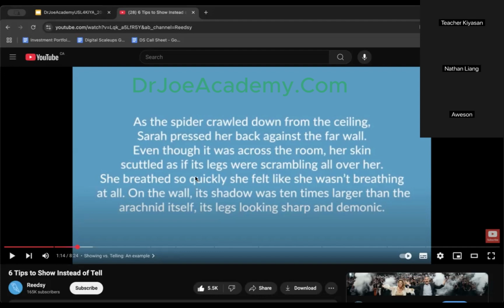Over here, when we see the description of she breathed so quickly, she felt like she wasn't breathing at all, or even just her skin scuttled as if her legs were scrambling all over her, we're able to get the idea that she is indeed scared of spiders. And then the last part, what we're able to see is imagery being created with the description of the arachnid. Its legs looking sharp and demonic. Again, think about descriptions that actually make someone pause and think about it. Something that's unique. Of course, if we're using anything that's overtold, it won't be as effective.